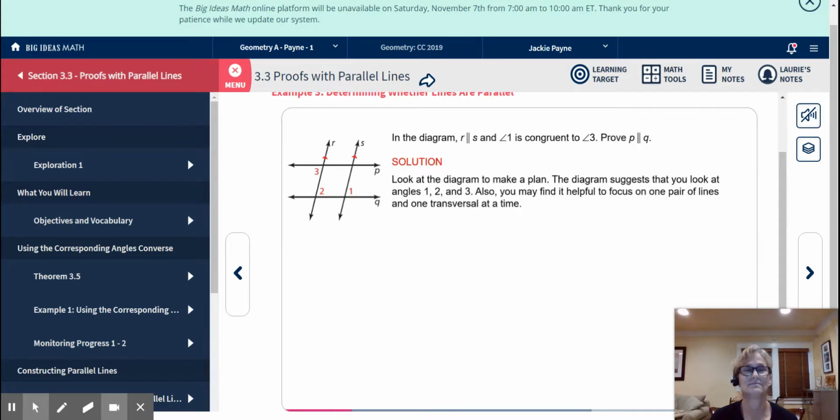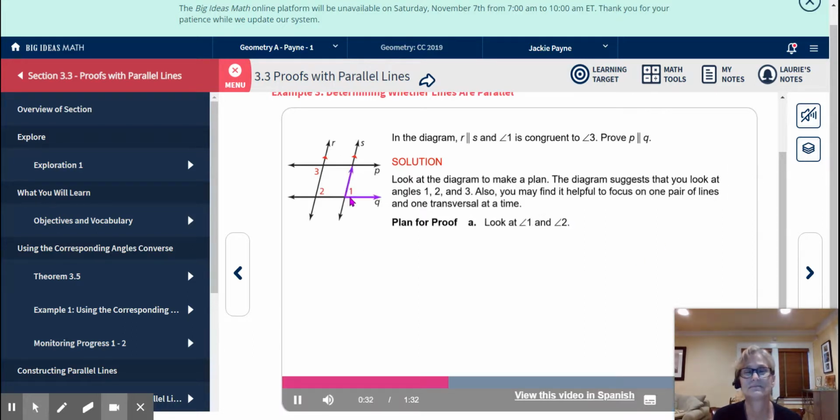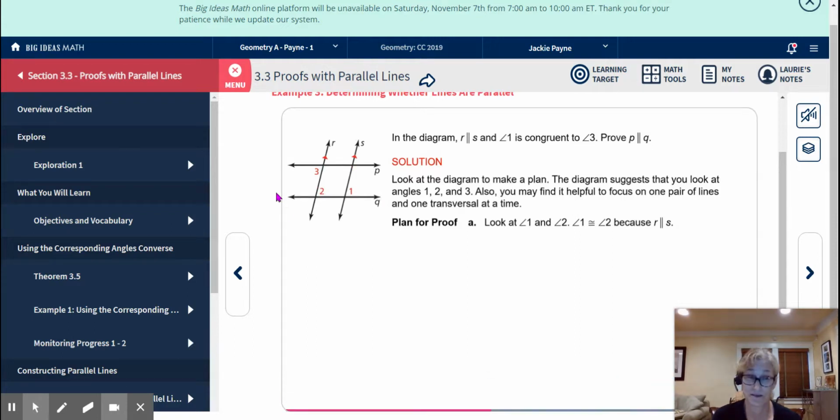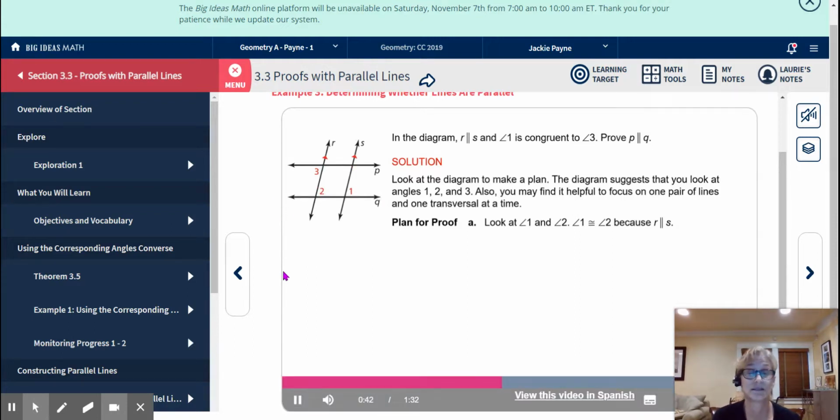Solution. Look at the diagram to make a plan. The diagram suggests that you look at angles 1, 2, and 3. Also, you may find it helpful to focus on one pair of lines and one transversal at a time. Plan for proof. A. Look at angle 1 and angle 2. They are corresponding angles. So, angle 1 is congruent to angle 2 because line R is parallel to line S.